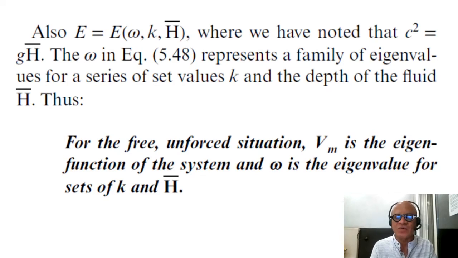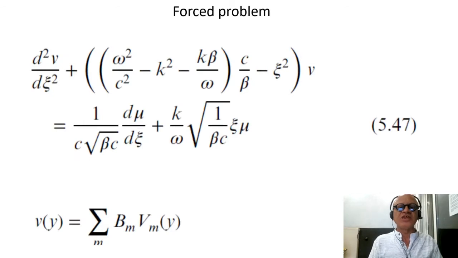Okay, so we have to get used to the idea of a free or unforced situation. It doesn't mean something is happening without any forcing necessarily. It just means that the forcing is applied and then it's removed and the system is set into oscillation, and then we see what the free solutions are in the system in terms of oscillation.